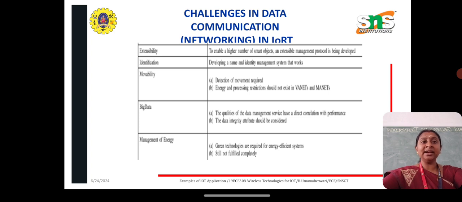Here we have to enable a higher number of smart objects, then identification, then movability, then big data, and the management of energy. In movability, we have to detect the movement which is required. Then energy and processing restrictions should exist. Then in big data, the quality of the data management service has to be used in order to have a direct correlation with the performance. Then the data integrity attribute should be maintained. Then green technologies are required for energy efficient systems. Then that energy has to be used completely.